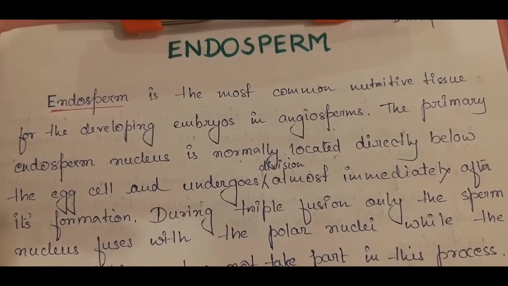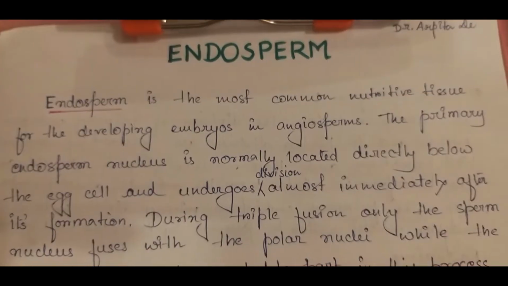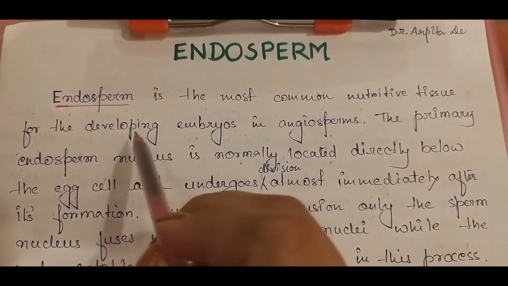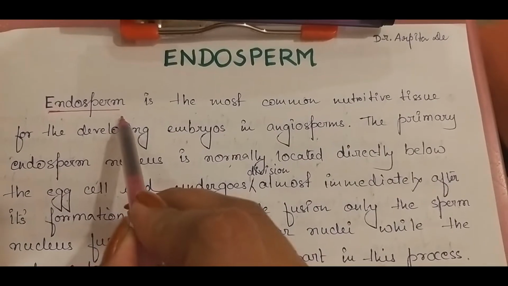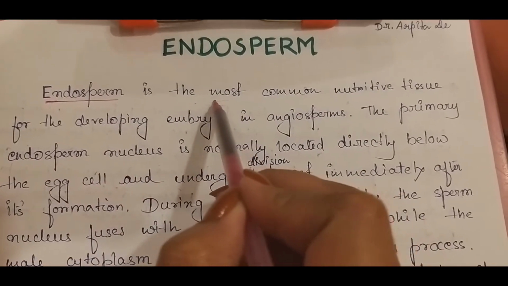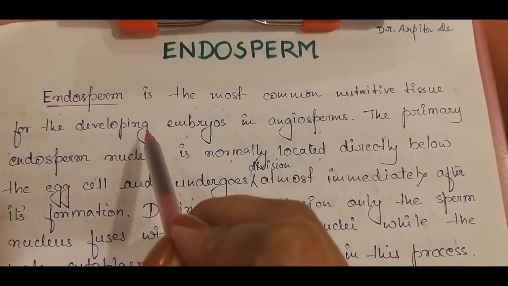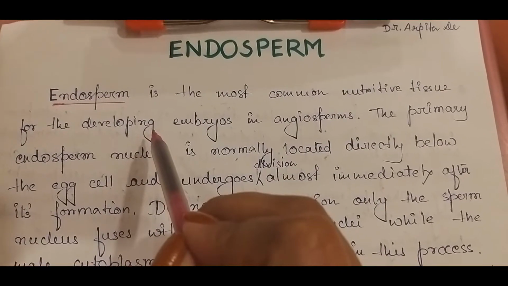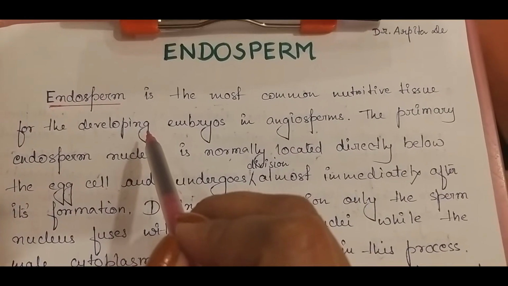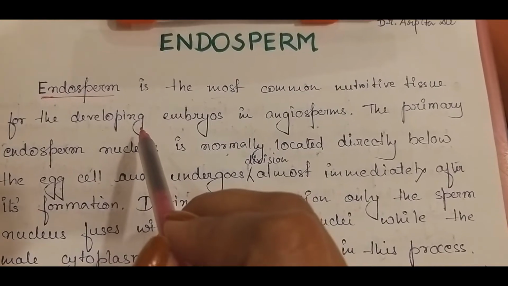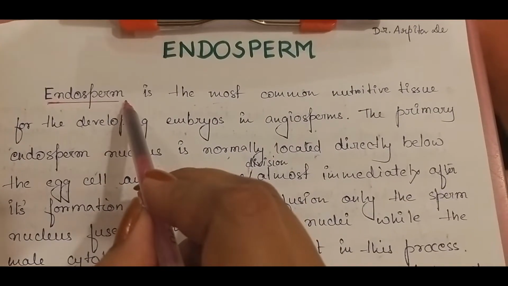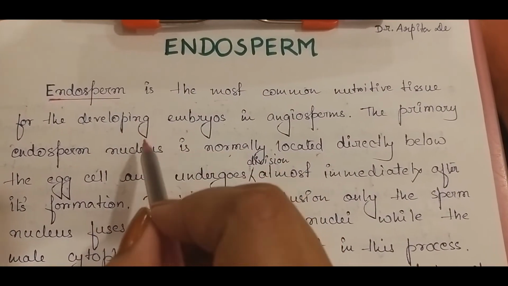Hello students. Today we will talk about endosperm. Endosperm, as we all know, is the most common nutritive tissue for the developing embryos in angiosperms. Among all available nutrition providing tissues, endosperm is the most common.